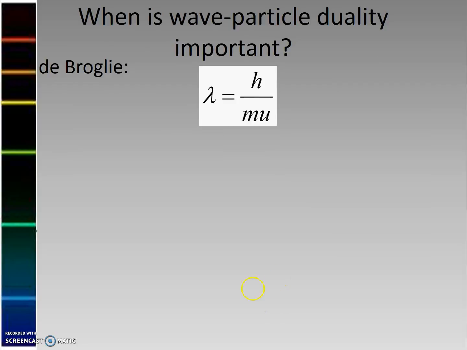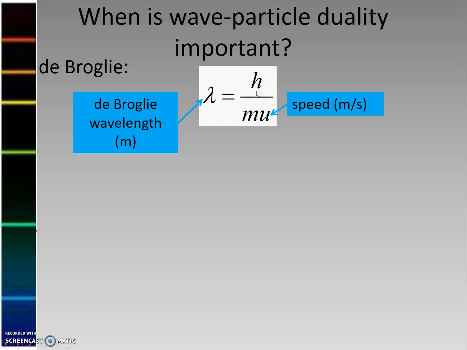So de Broglie was a French scientist, and he proposed that the wavelength of matter, right? In this case, we're usually talking about matter, an electron, a baseball, a kid, something like that, and we measure that in meters, is equal to Planck's constant, the same Planck's constant, divided by the speed that it's traveling in meters per second, times the mass in kilograms. Units are really, really important to this, so pay attention to those units.